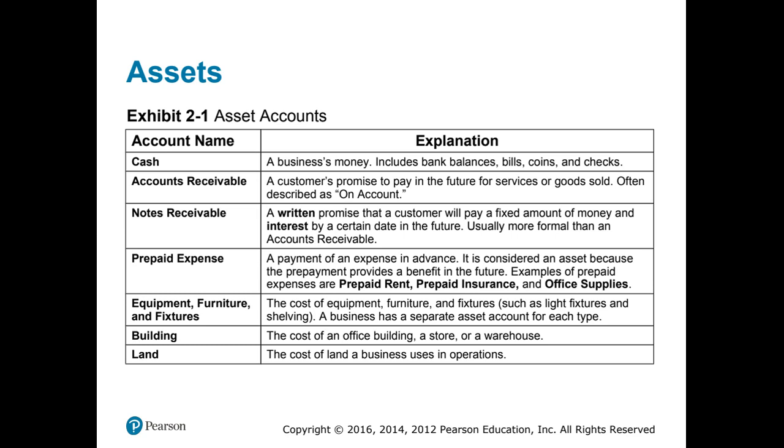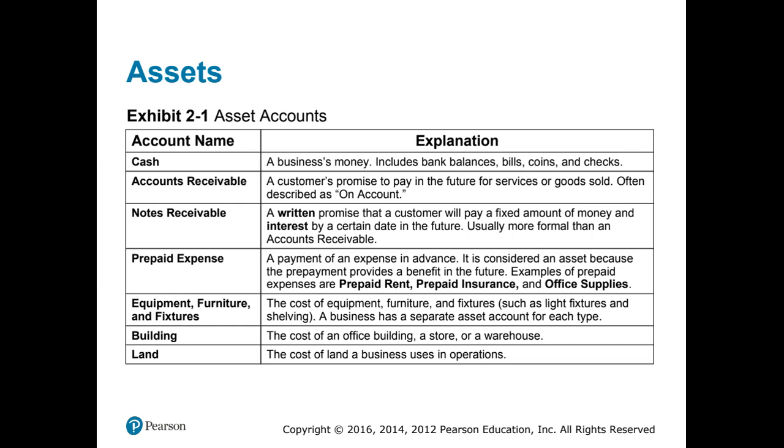So cash is a business's money. It includes bank balances, bills, coins, and checks. Accounts receivable is a customer's promise to pay in the future for goods or services sold. It's often described as on account, which we mentioned last week. So if someone buys something on account, it's kind of like credit, like a store credit or something.